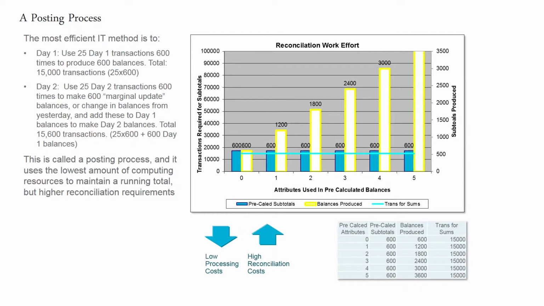But the number of balances we are creating increases over time, because I have to reconcile to make sure that the balances made yesterday, if I have a transaction that comes in that should affect yesterday's balances, that won't naturally get updated as I apply it to today's balances. So reconciliation becomes a problem. There's a high reconciliation cost for using a posting process that adds transactions to balances.